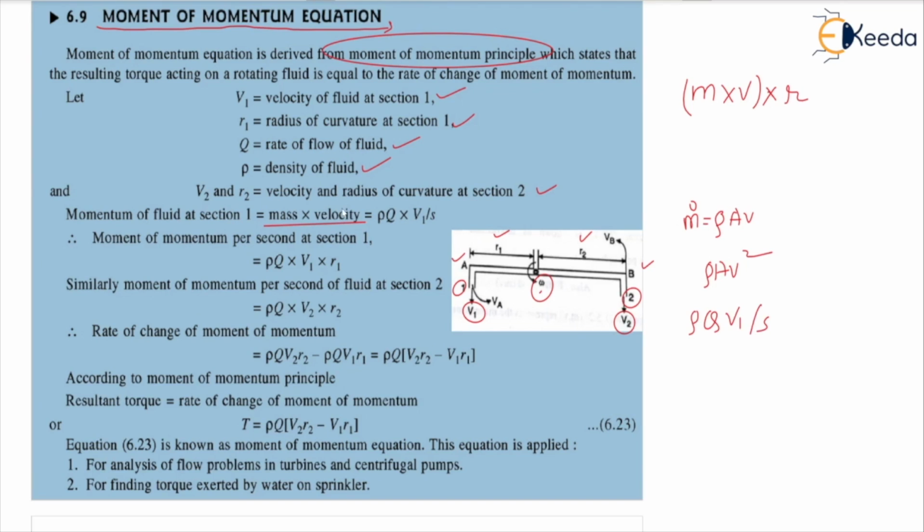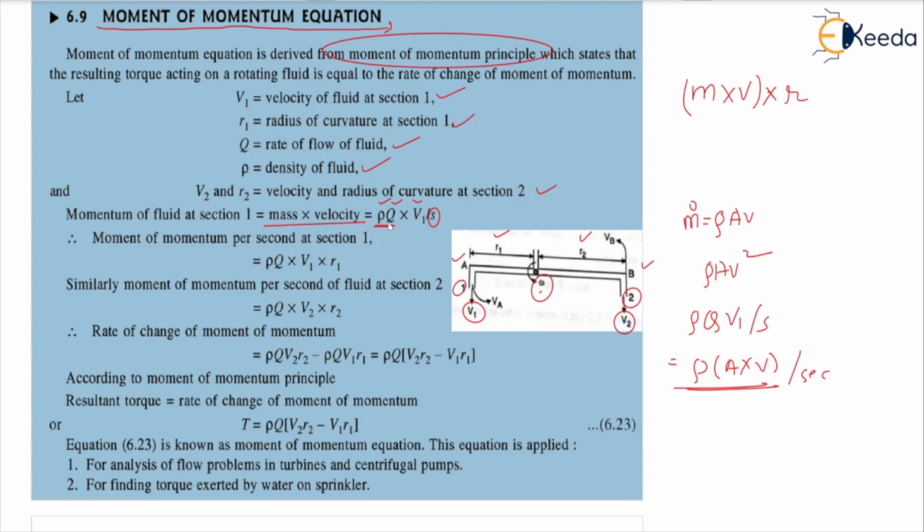So what is area? What is discharge? Area into velocity per second. So that is why it is written as rho AV. So rho Q is area into velocity, into V. So rho AV square per second. The mass flow rate is written per second. So rho AV is here written inside as rho Q, and then velocity V1. Momentum per second at section 1.